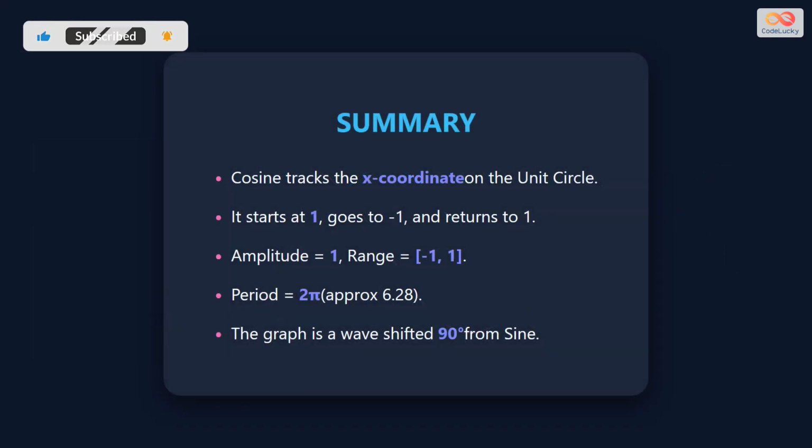To wrap up, remember these key points. The cosine function tracks the x-coordinate on the unit circle. Its graph starts at 1, has an amplitude of 1, and a period of 2 pi. It creates a smooth, repeating wave that is fundamental to understanding wave physics, signal processing, and advanced mathematics.